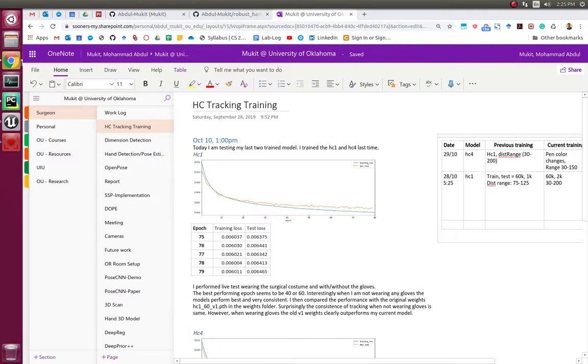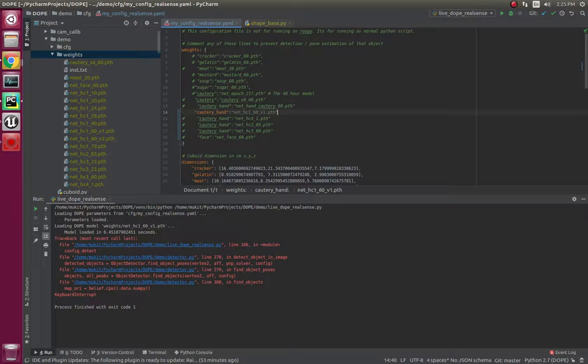So now I'm going to start the demo. I'm using this version 2 of my hc1 model. Version 2 is the model that I just trained right now.